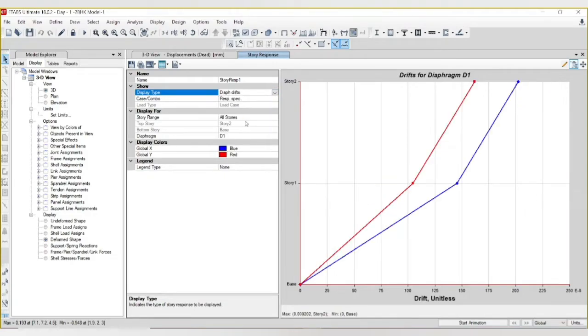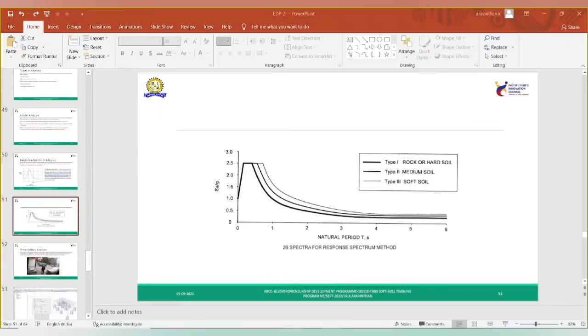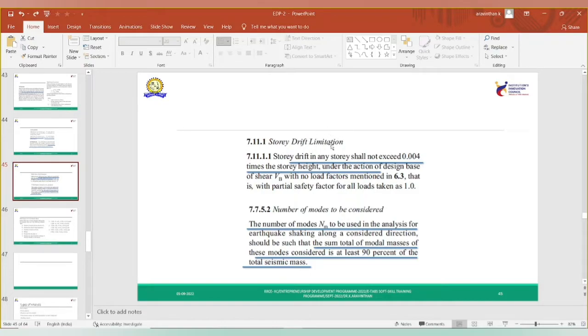Story drift: you can see the maximum story drift which is happening at x-axis is 200 into 10 power minus 6. So this is your answer, which will be 0.0002. Now earlier we have calculated the maximum deviation which can occur according to code. So the story drift limitation shall not exceed 0.004 times the story height.